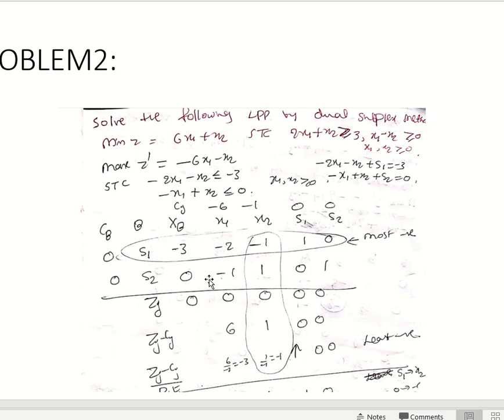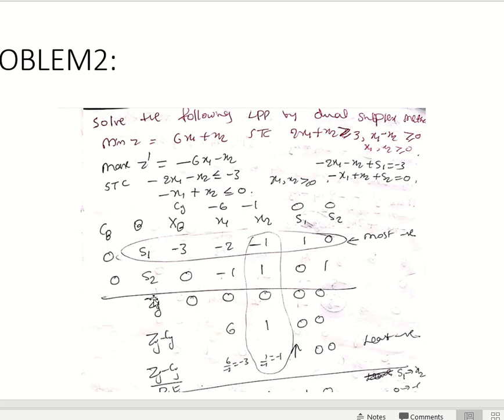After writing the coefficients, first you have to check what is the most negative value in this. Minus 3 is the most negative xb here. So this we have to choose as a pivotal row. Then in the column, check here minus 1 is the negative here. Now we have to choose this as a pivotal column.